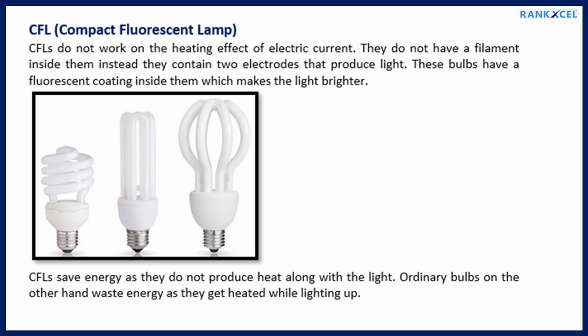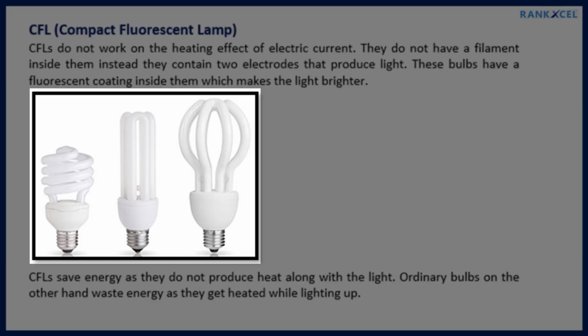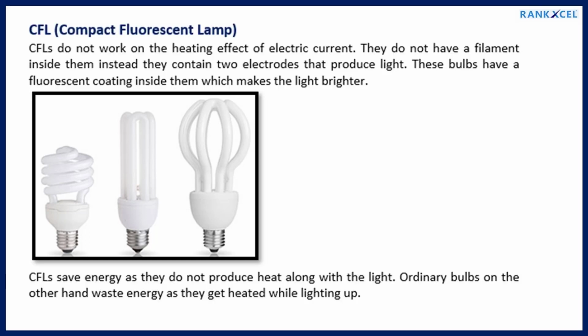CFL, compact fluorescent lamp. CFLs do not work on the heating effect of electric current. They do not have a filament inside them; instead they contain two electrodes that produce light. These bulbs have a fluorescent coating inside them which makes the light brighter. CFLs save energy as they do not produce heat along with the light. Ordinary bulbs, on the other hand, waste energy as they get heated while lighting up.